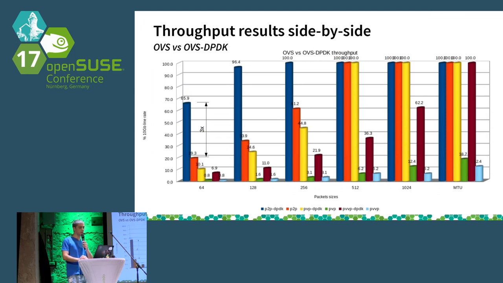This chart puts side by side the different results gained for both OVS and OVS DPDK. And if it wasn't clear before, it shows the 3x boost of the OVS DPDK versus the OVS vanilla running for 64 bytes packet.